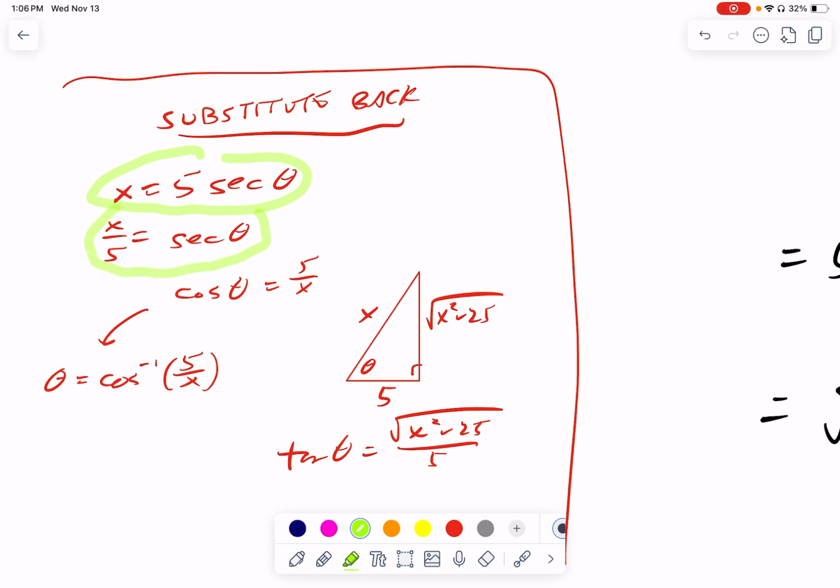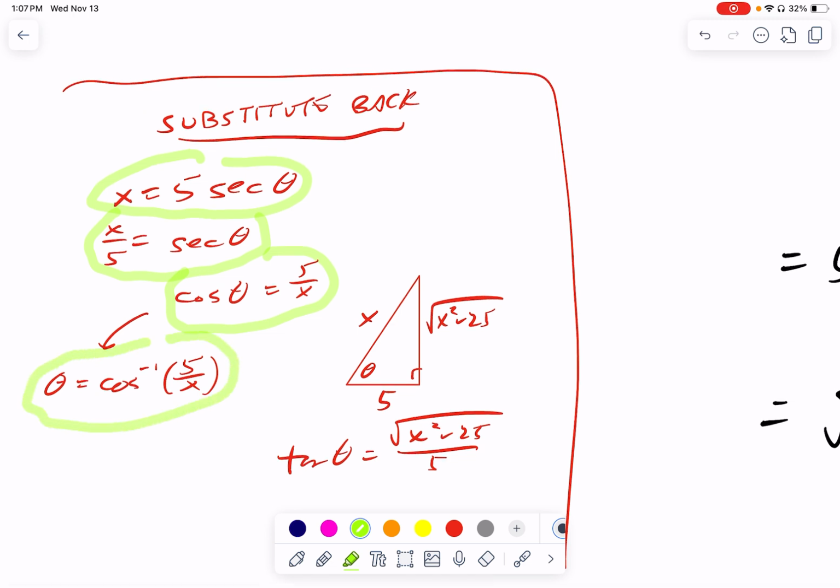This means that secant theta is x over 5, and cosine theta is 5 over x. Ideally, we want to get things back to sine, cosine, or tangent. So if cosine theta is 5 over x, then theta is inverse cosine of 5 over x. Again, just assume first quadrant values so that everything is intuitive. To find any other trig function, I can take this equation, cosine theta equals 5 over x, and draw a right triangle to illustrate that relationship. So that's what I've done here.